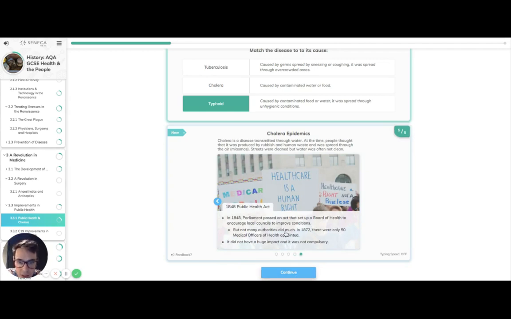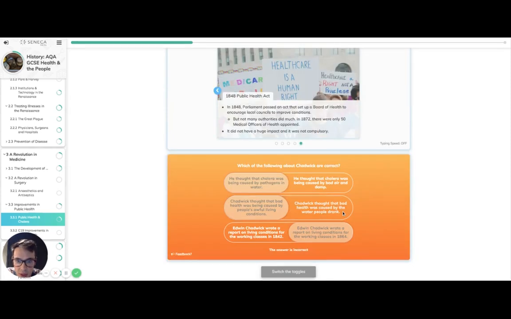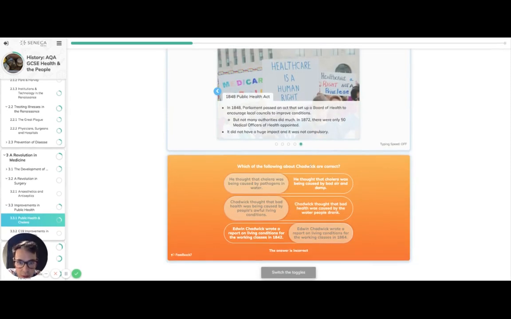In 1848, the Public Health Act set up a Board of Health, but not many authorities did much. It didn't have a huge impact and also wasn't compulsory. So, a quick refresher on that: which of the following about Chadwick are correct?